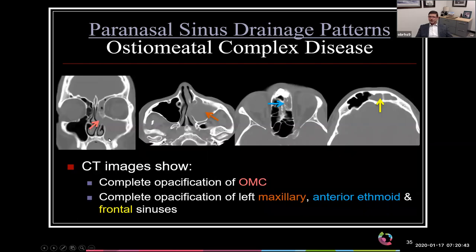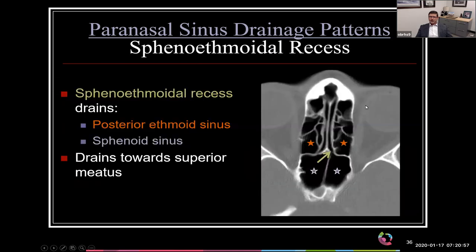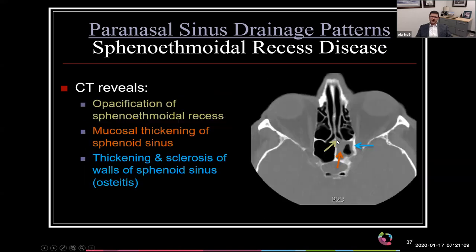So here's an illustrative case of isolated osteomeatal complex disease, where we have complete opacification of the osteomeatal complex with resultant maxillary, anterior ethmoid, and frontal sinus opacification. Now the sphenoethmoidal recess is best identified on axial images, and here you can see a patent sphenoethmoidal recess on the left, and that's going to be the primary drainage pathway for the sphenoid and posterior ethmoid sinuses.